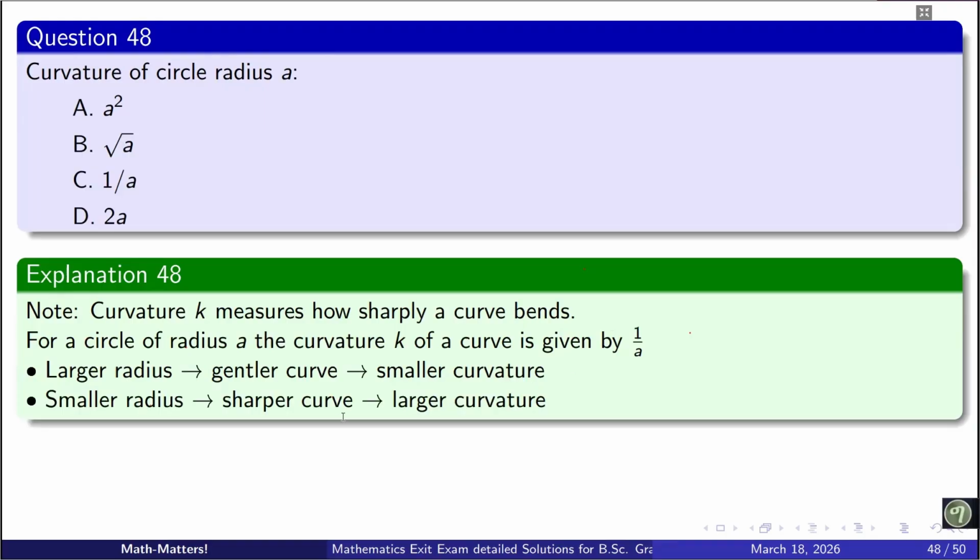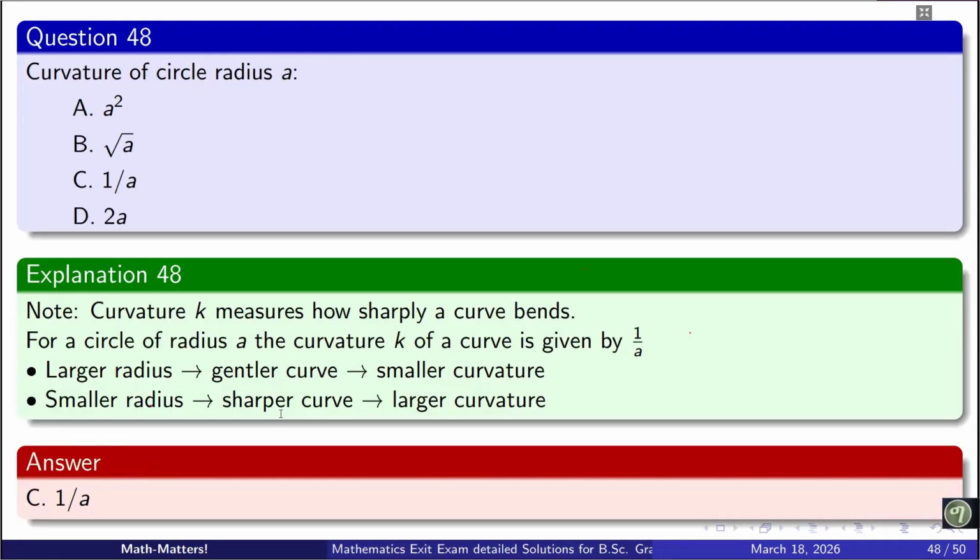But when the radius of the given circle is very small, the curvedness of the circle is sharper, and the magnitude of the curvature is very large. That means when the curvature is large, the curve is sharp. When the curvature is small, the curve of the given circle is less sharp, or gentler. So the answer is 1 over A, which is C.